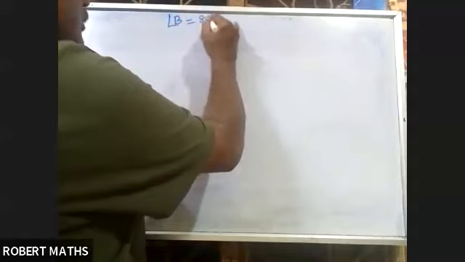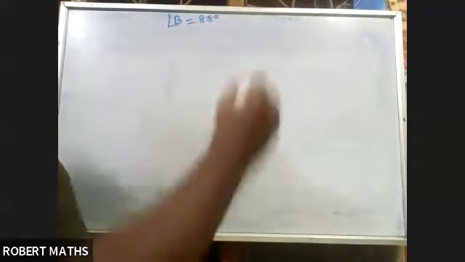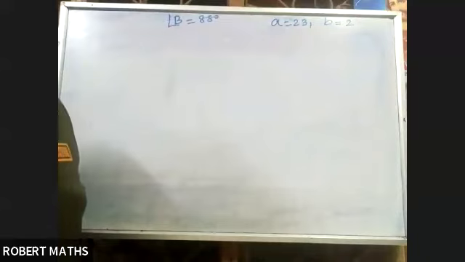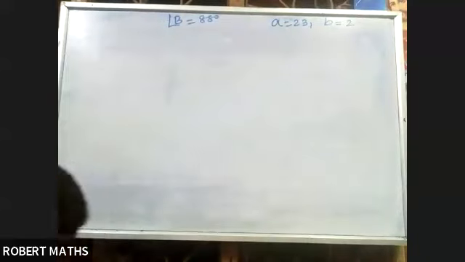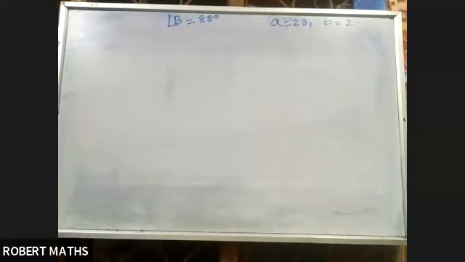Determine whether the following measurements produce one triangle, two triangles, or no triangle. It's a 2-mark problem. Angle B is equal to 88 degrees, a is equal to 23, b is equal to 2. Solve if a solution exists.